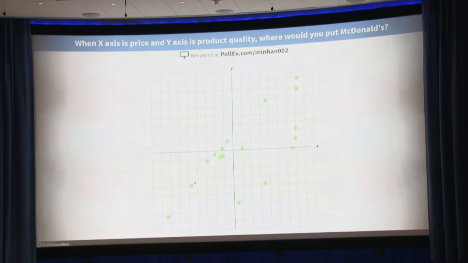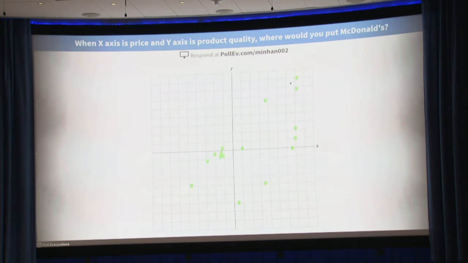So basically, if you put it here, it means you believe that McDonald's price is low, and the product quality is somewhat in the middle. And if you put it in here, you believe that McDonald's price is not so expensive, not so cheap, but the product quality is pretty low. That's how you perceive McDonald's. And if you put it in here, it means you believe that McDonald's price is quite expensive, but at the same time the product quality is pretty high.